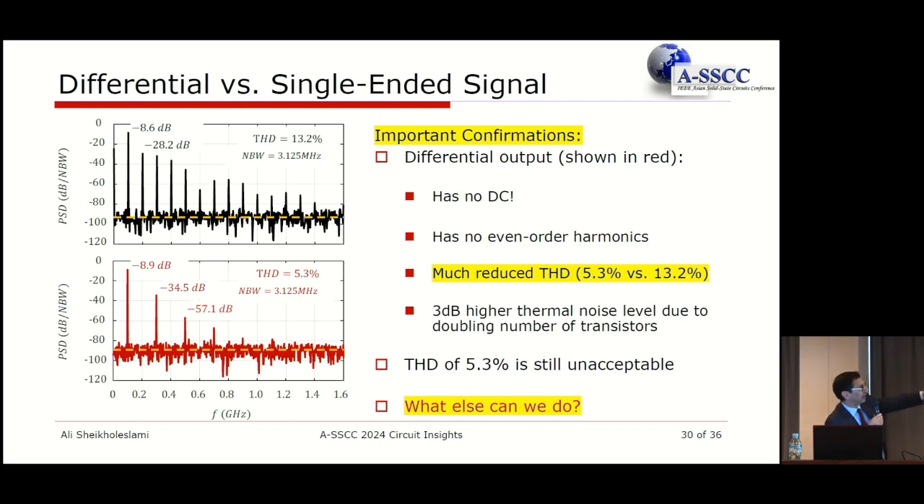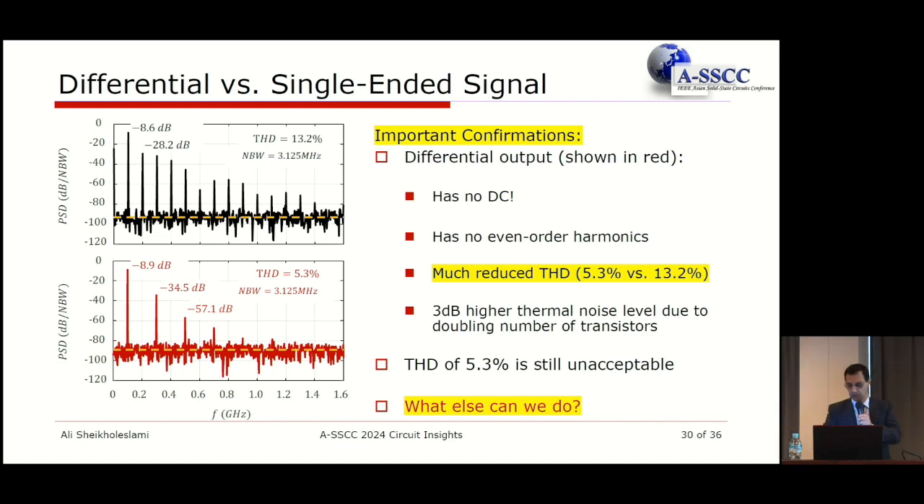And so you can now recalculate your total harmonic distortion, and it turns out that the total harmonic distortion is now 5.3% as opposed to 13%. So from 13% distortion in a signal, you went to 5% distortion simply by taking the signal differentially.